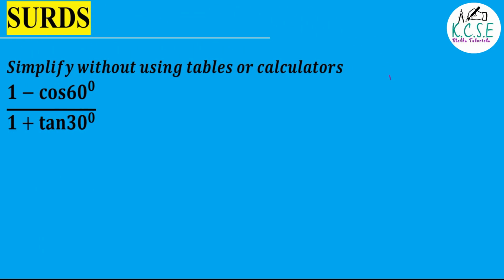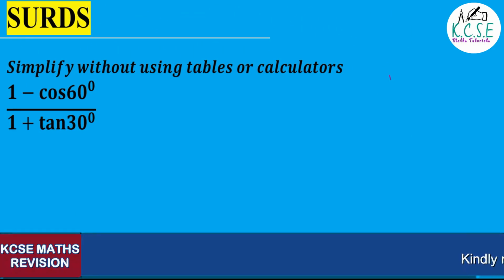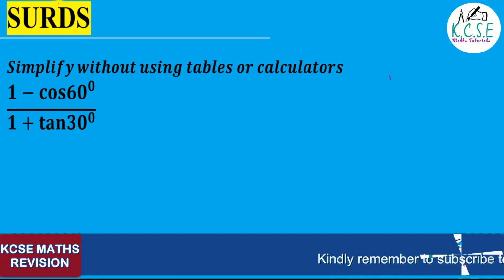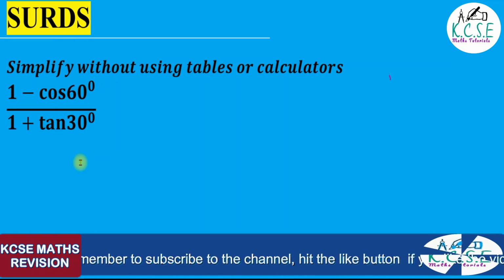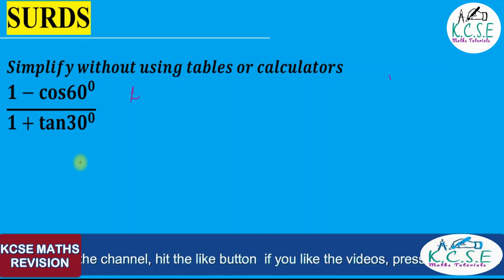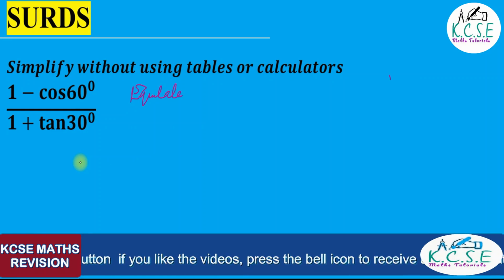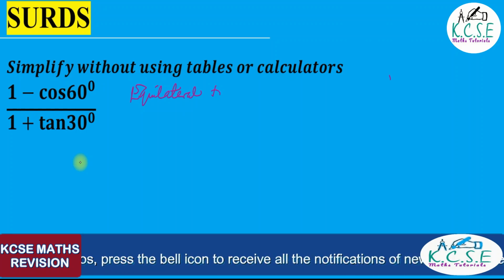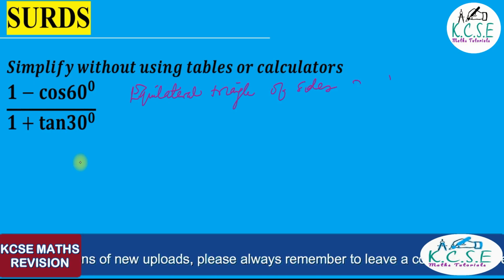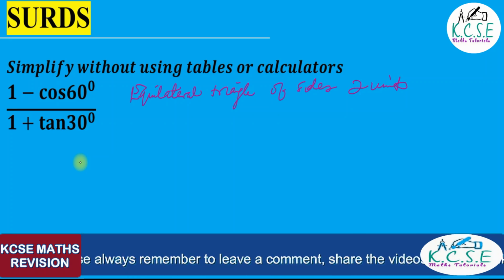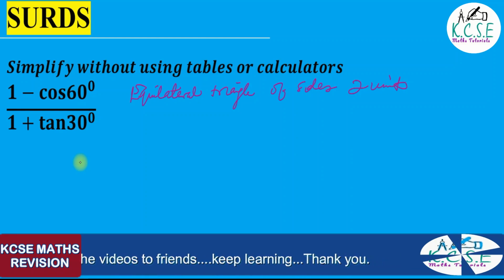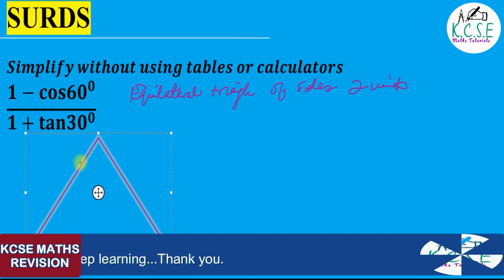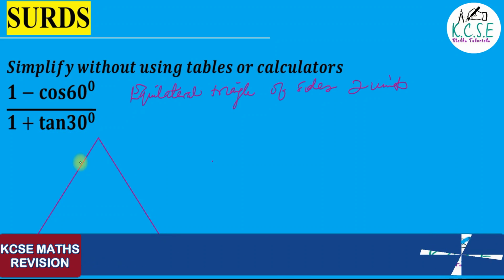Simplify without using tables or calculators. So the first thing we're going to do is to express cosine of 60 and tan of 30 in surd form, and to do this we're going to use an equilateral triangle of sides 2 units. So let's sketch that first. So that is what you're going to use.